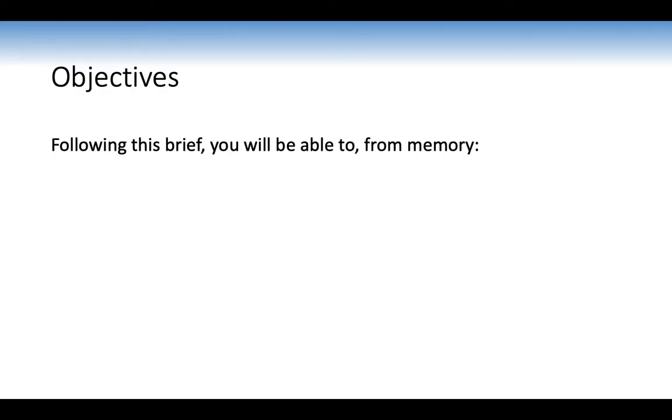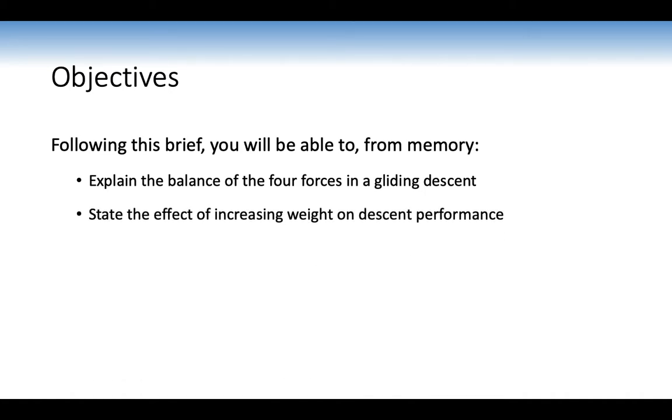Following this brief, you'll be able to, from memory, explain the balance of the four forces in a gliding descent. As pilots, it's important we understand what the forces on an airplane are doing in a glide descent. State the effect of increasing weight on descent. This is important. We'll have a look at how weight affects our angle and rate of descent, and in terms of dual flight versus solo flight, how it affects our airplane.